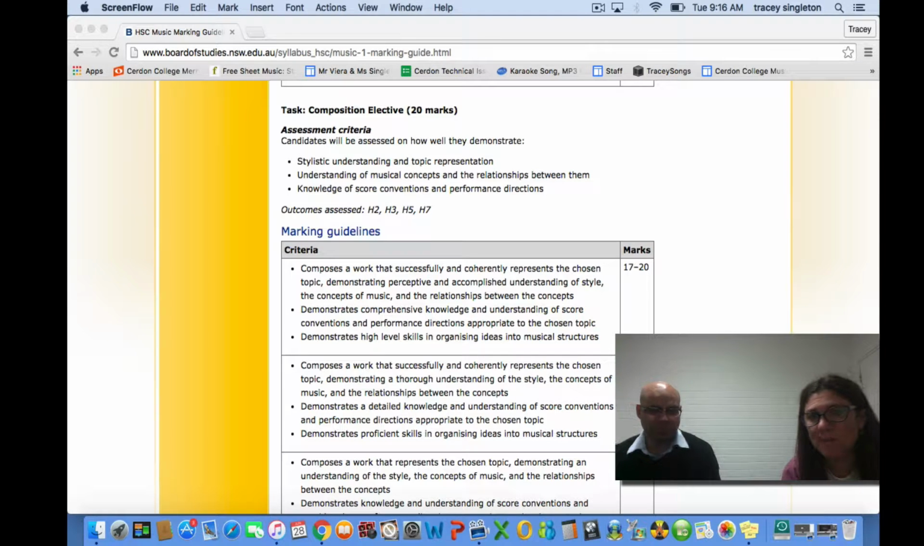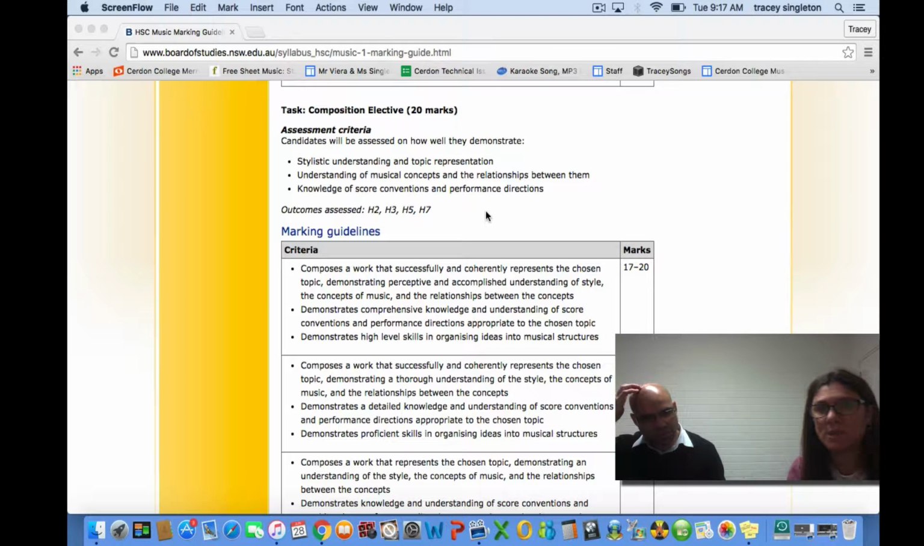Okay, so I've got Mr Viera here. Thanks for discussing with me about the assessment criteria that we use when we're marking for a composition. So if we have a look at this assessment criteria here, there are three points that we look at.